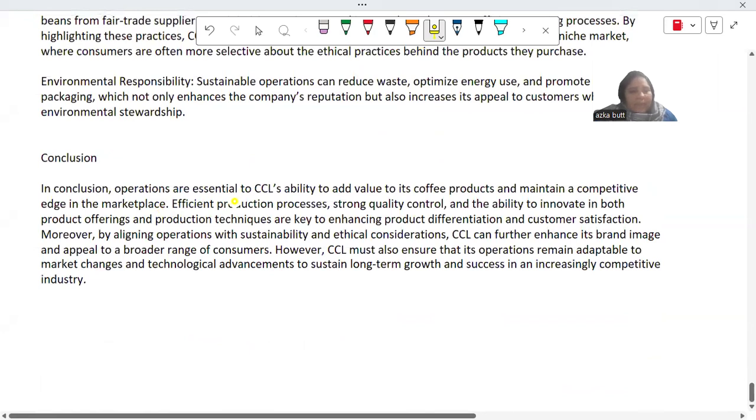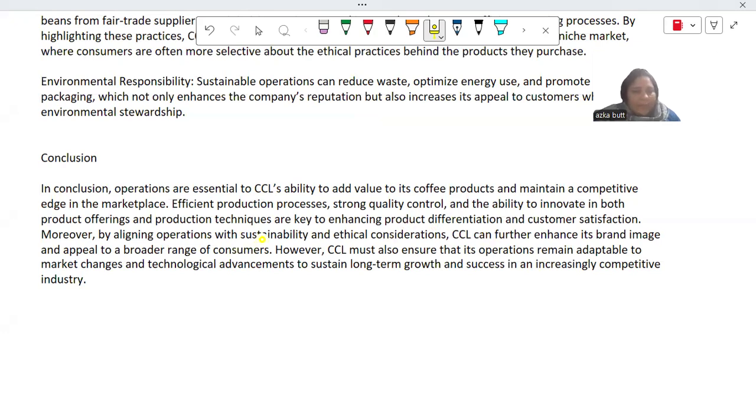So in conclusion, operations are essential to CCL's ability to add value to its coffee products and maintain a competitive edge in the marketplace. Efficient production processes, strong quality control, and the ability to innovate in both product offerings and production techniques are key to enhancing product differentiation and customer satisfaction. Moreover, by aligning operations with sustainability and ethical considerations, CCL can further enhance its brand image and appeal to a broader range of consumers. However, CCL must also ensure that its operations remain adaptable to market changes and technological advancement to sustain long-term growth and success in an increasingly competitive industry. So this is my evaluation.